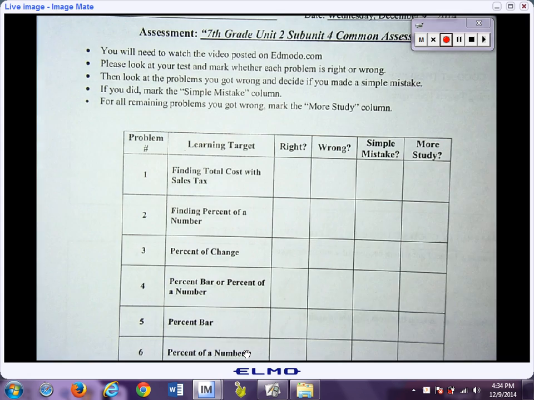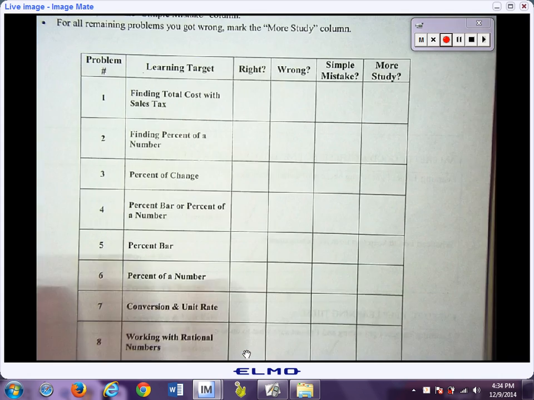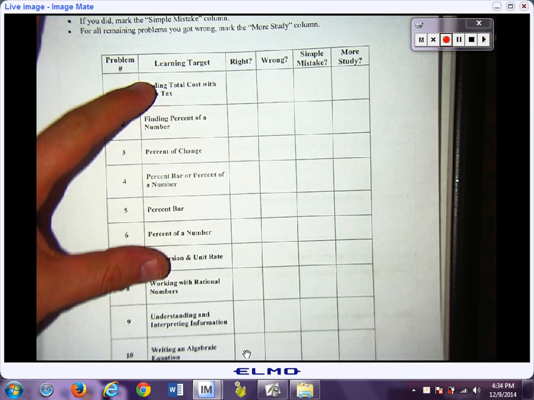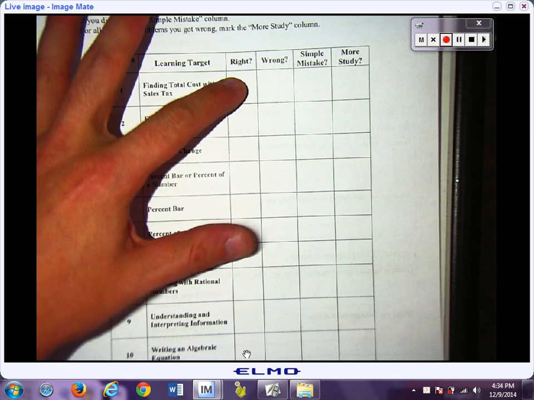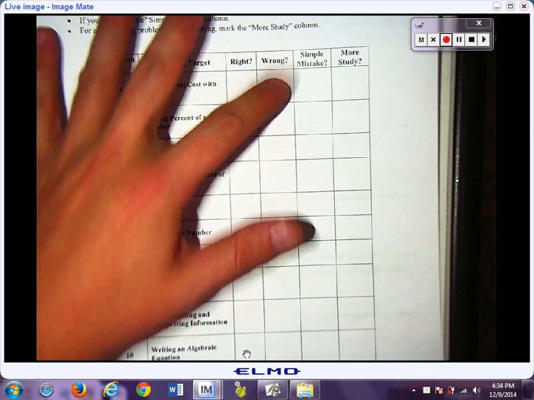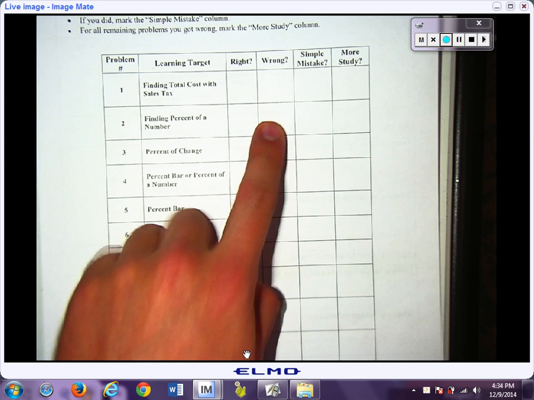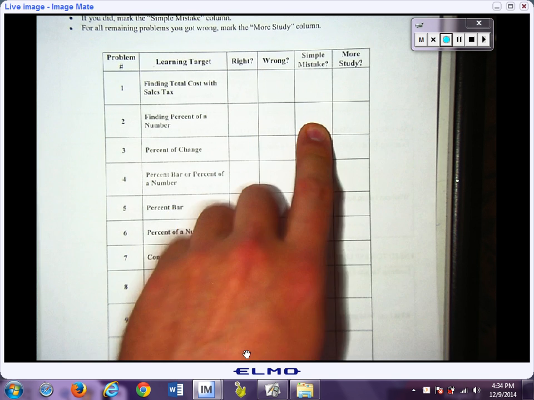You're going to look at all 10 questions from yesterday's assessment, and based on the video you're going to tell me if you got the answer right or if you got the answer wrong. Every learning target for every problem should have either a right or a wrong check mark next to it. If it's right, then move on to the next problem. If it's wrong, then let me know if it's a simple mistake or if it was something that needed more study.